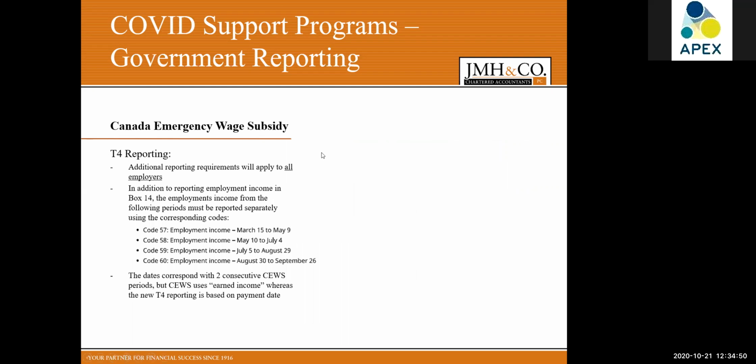So we talked about the CEWS top up already. Okay, so on the T4 reporting. The CRA added additional reporting requirements when you're filing your T4s this year. Now this reporting is for all employers. It doesn't matter if you claim the wage subsidy for those employees. Doesn't matter if you claimed either the temporary or the emergency wage subsidy, I should clarify. All employers are required to report these box numbers.